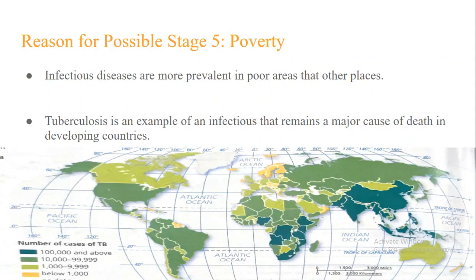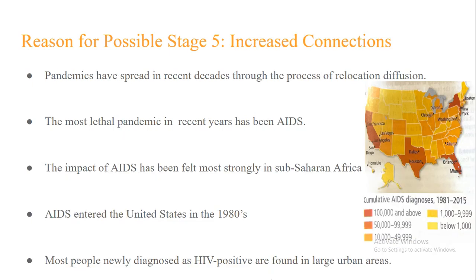Reason for possible stage 5: poverty. Unsanitary conditions may persist, and most people can't afford the drugs needed for treatment in poorer areas. Tuberculosis is more prevalent in poorer areas because the long, expensive treatments cause an economic burden.